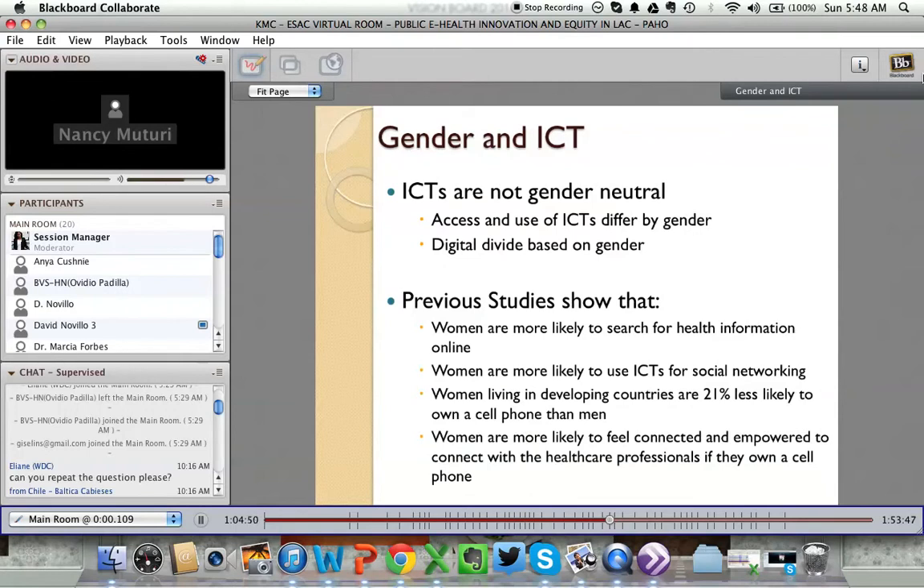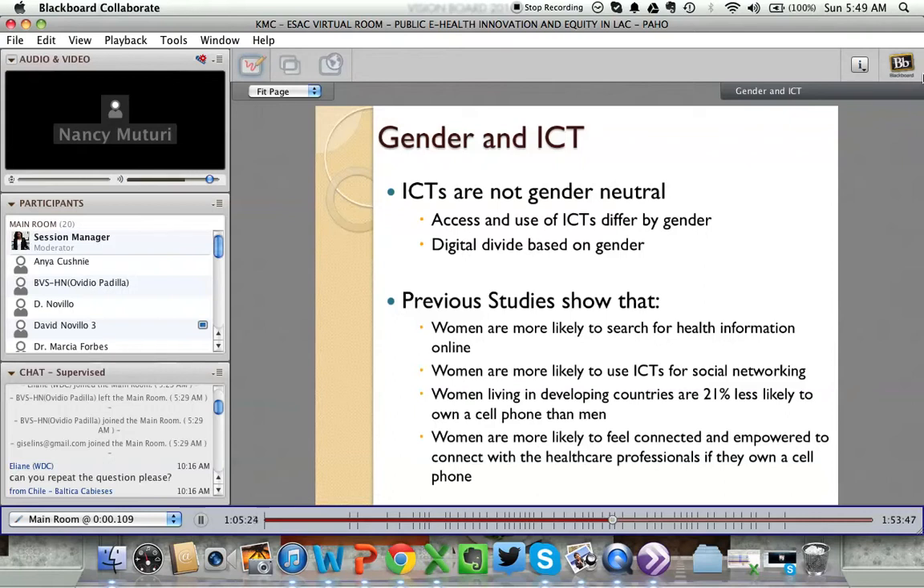So based on that little background on health and women, there's also the issue that ICTs, when we use them, are not gender neutral. They do have their differences in terms of how we use and access ICTs in regard to gender and communication. Previous studies have shown that women are more likely to search for health information. This was emphasized earlier. Women are also more likely to use ICTs for social networking. This was also pointed out earlier.